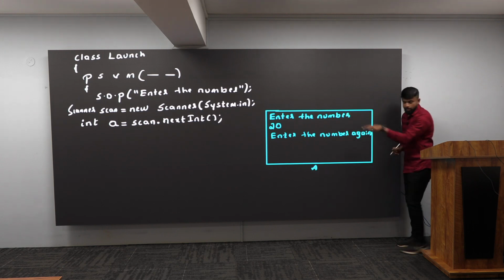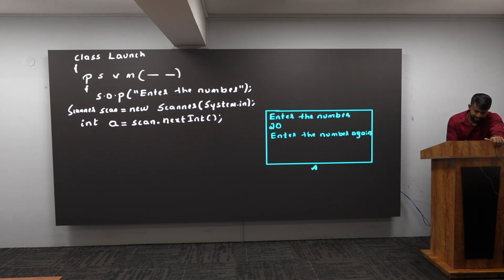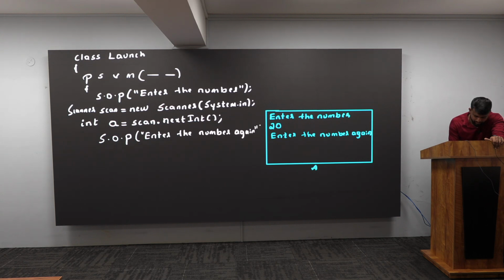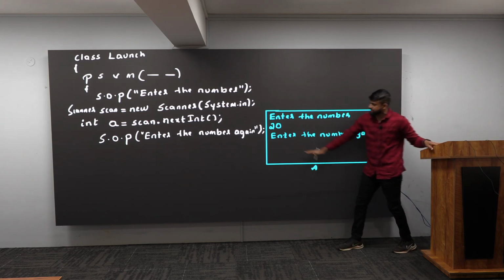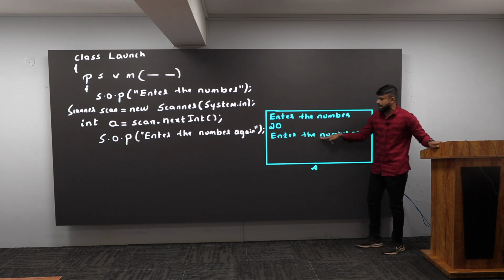How will you do it? I'll go to my program, and there I will write System.out.println. I will tell it as enter. Enter what, sir? The number. The number what, sir? Again. Like this. Within double quotes, you should put it and put a semicolon there. When this line is executing, this is what I will get.